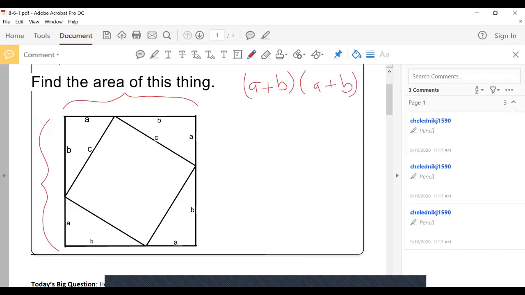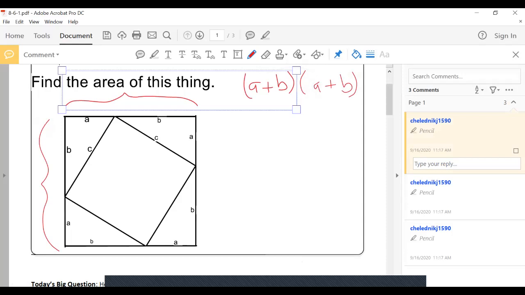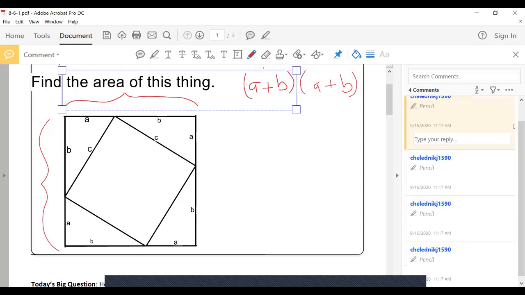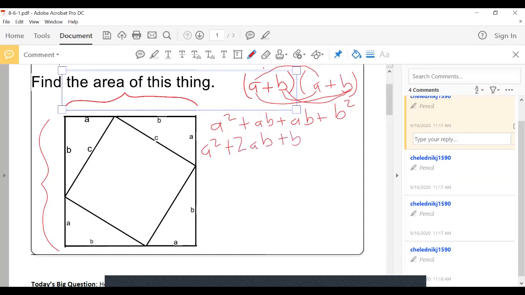Using the FOIL method, we're going to get A squared plus AB plus AB plus B squared. That comes out to A squared plus 2AB plus B squared. So that's the area.